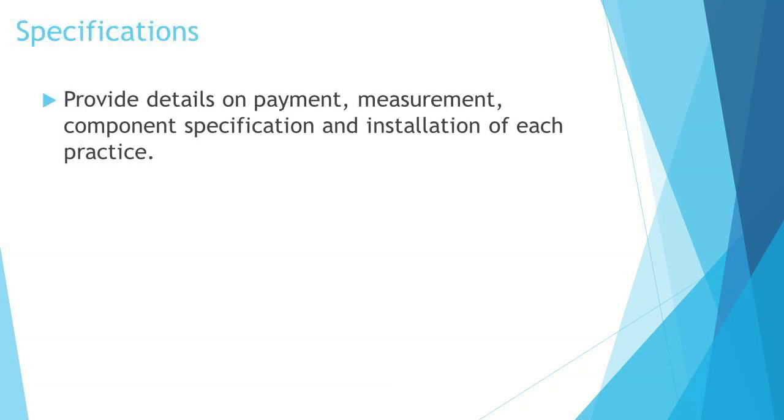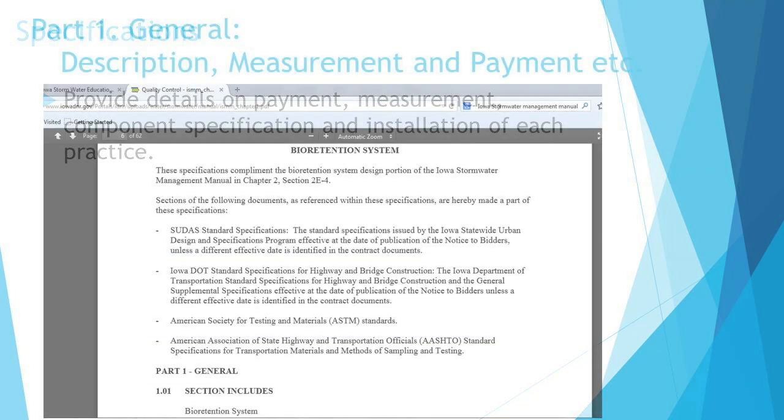The specifications, which are in chapter one, you'll get details. This is really geared more towards the contractor. You get details on payment, measurement, component specification, and then installation of the practices. And so shown here is an example of one.